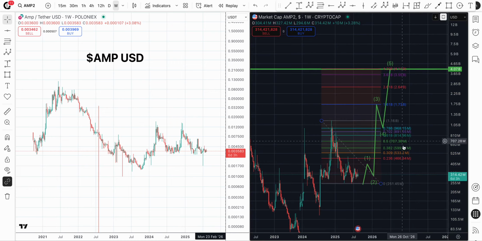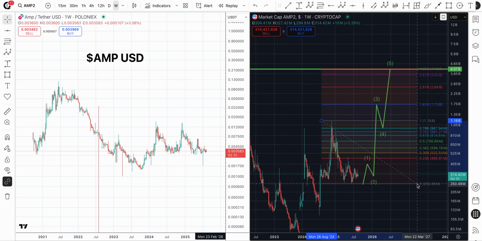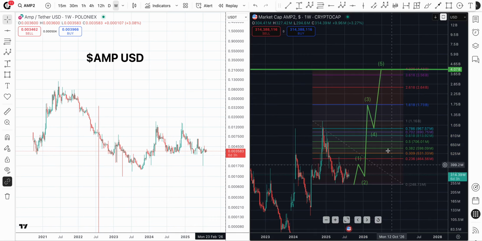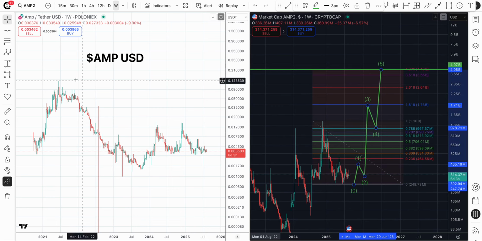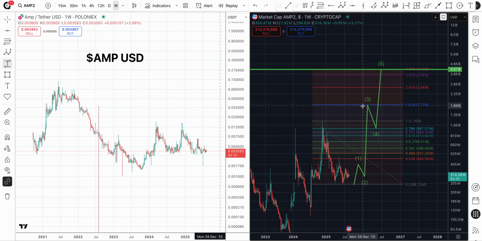So in this wave 4, typically in an alt season, we're looking at somewhere between a 35 and 50% haircut. It can exceed that, but if we break past that, we have to backtest that range. So just from here to that high is only 32%.